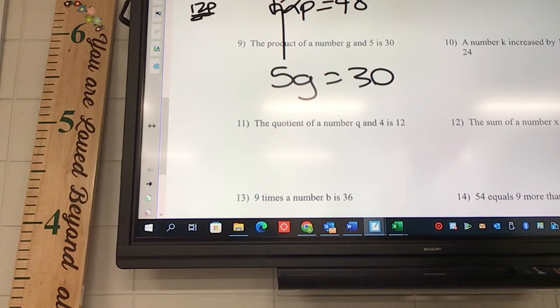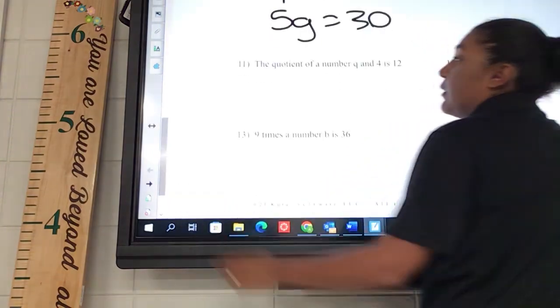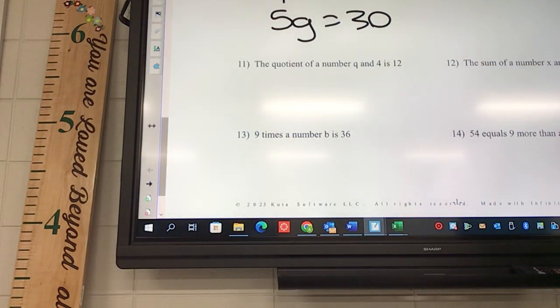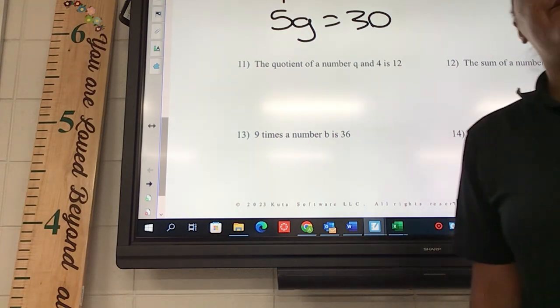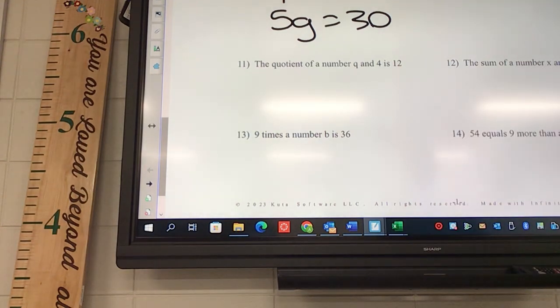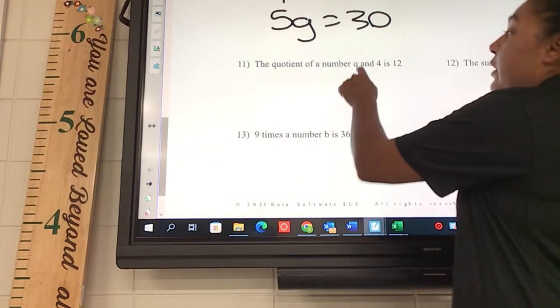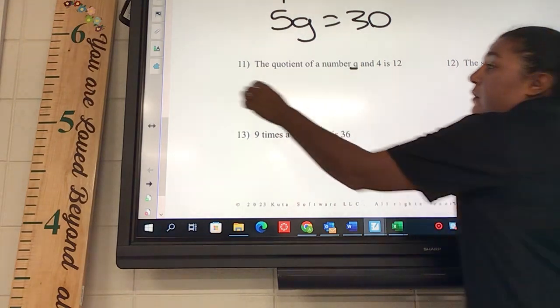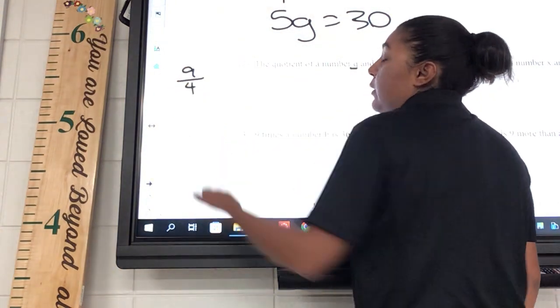Okay, the quotient, what's quotient mean? Divide. Okay, the quotient of a number q and 4. So what are some ways we can write that? It would be q over 4 because the q comes first. But yes, you could say q over 4. What's another way?